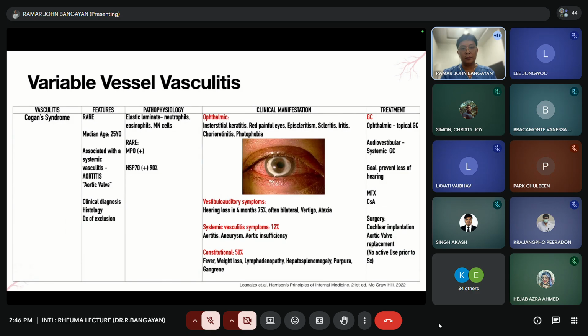Now, let's move on to Cogan. It's just another variable vessel vasculitis. What you have to remember is that it involves your eyes and your ears. So those are the additional symptoms: there is hearing loss, there is blindness. The treatment is supportive: systemic glucocorticoids, or topical glucocorticoids for just the eyes. If it involves the ears, then you give systemic glucocorticoids. That's Cogan syndrome. We'll not dwell on this because it's less common.